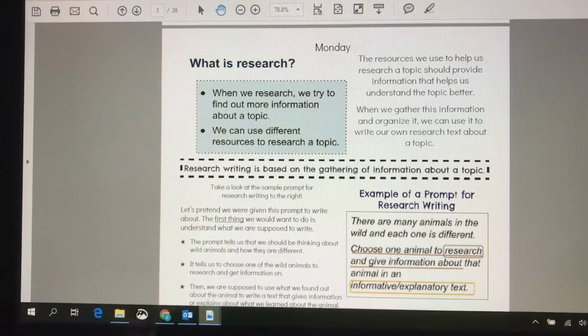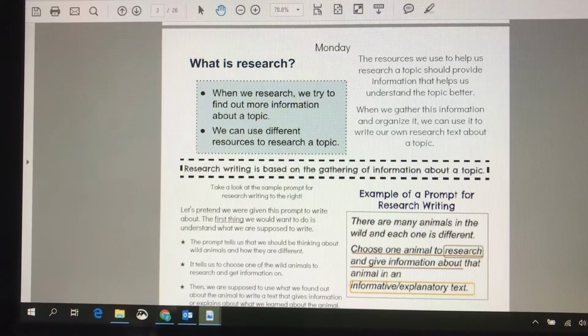So, what is research? When we research, we try to find out more information about a topic, and we can use different resources to research a topic. Resources are things like books, information on the computer, or other places. The resources we use to research a topic should provide information that helps us understand the topic better.